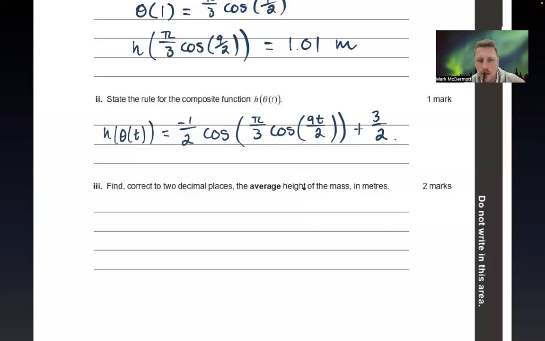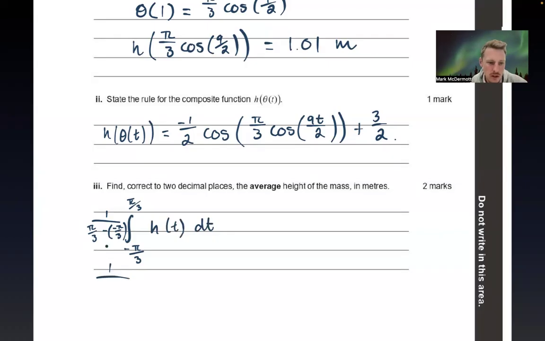Find, correct to 2 decimal places, the average height of the mass in meters. Okay, the average height of the mass is just going to be the average value of the function, h of t. Okay, so remember, average value of a function, you have to do the integral. So the domain is negative pi on 3, if you think back to it, to pi on 3. Okay, 1 over b minus a. So it's 1 over b minus a. So it's pi on 3 minus negative pi on 3. Okay, and that's the integral of h of t dt.